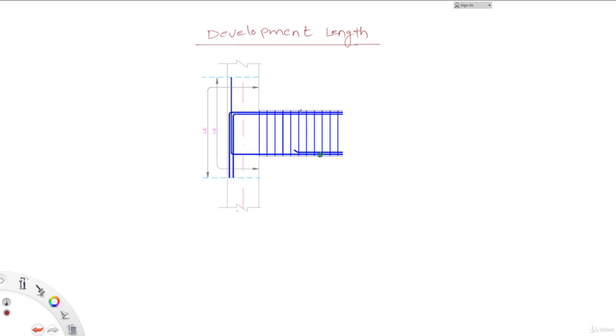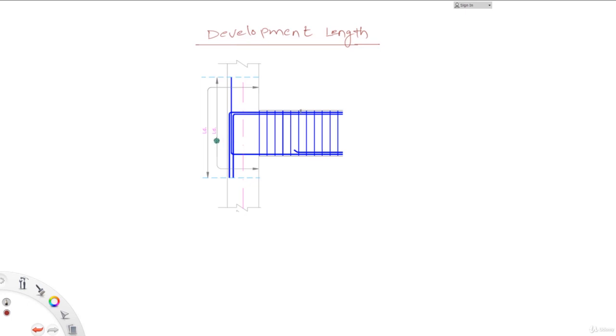Hey guys, in the previous video we talked about the bond strength and how the bond strength is connected to the development length, how the development length gives the bond strength. So what is development length? Development length is the length of the rebar that must be embedded into the concrete so that adequate bond strength between the concrete and the rebar is generated, so that the load from one structural member is transferred safely to the other structural member. So that is the definition of the development length.